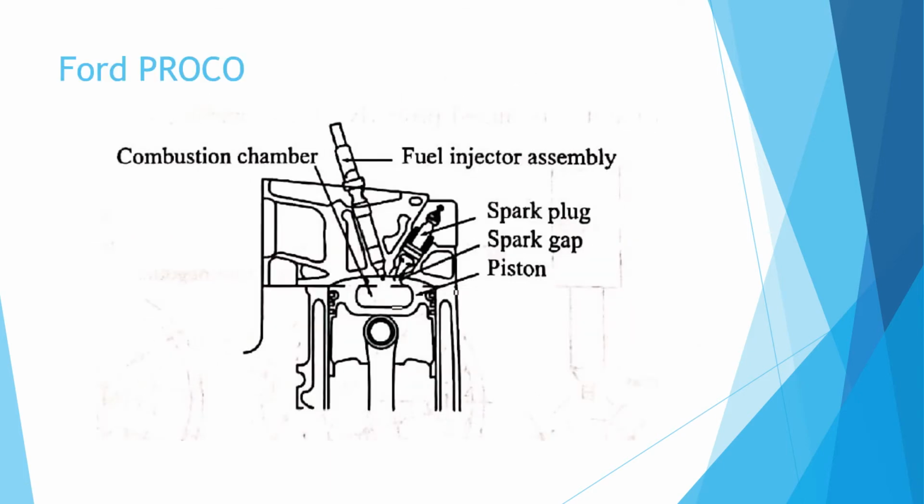The next is Ford PROCO. The Ford PROCO engine is the second generation of the Ford Combustion Process or FCP. This was developed to give fuel economy and maximum power close to a carbureted engine.